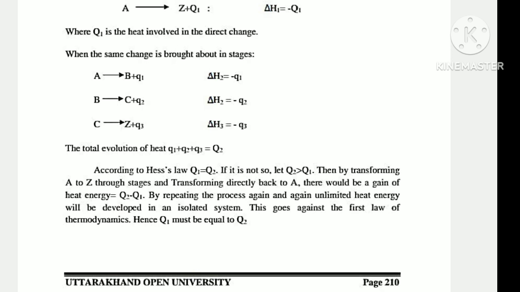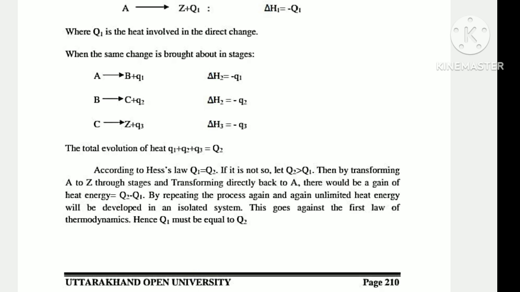A = B + Q1, B = C + Q2, C = Z + Q3. In A = B + Q1, delta H1 is equal to minus Q1. And in B = C + Q2, delta H2 is equal to minus Q2. In C = Z + Q3, delta H3 is equal to minus Q3. The total evolution of heat Q1 + Q2 + Q3 is equal to Q. According to Hess's law, Q1 is equal to Q.